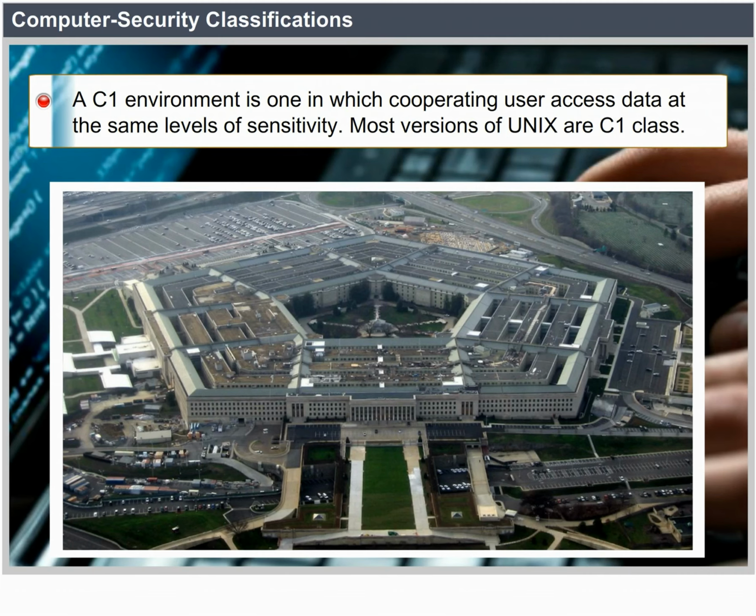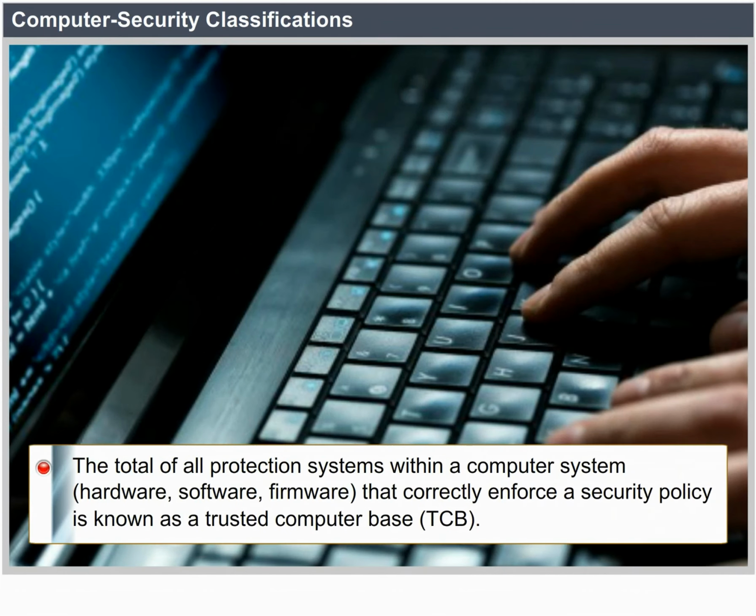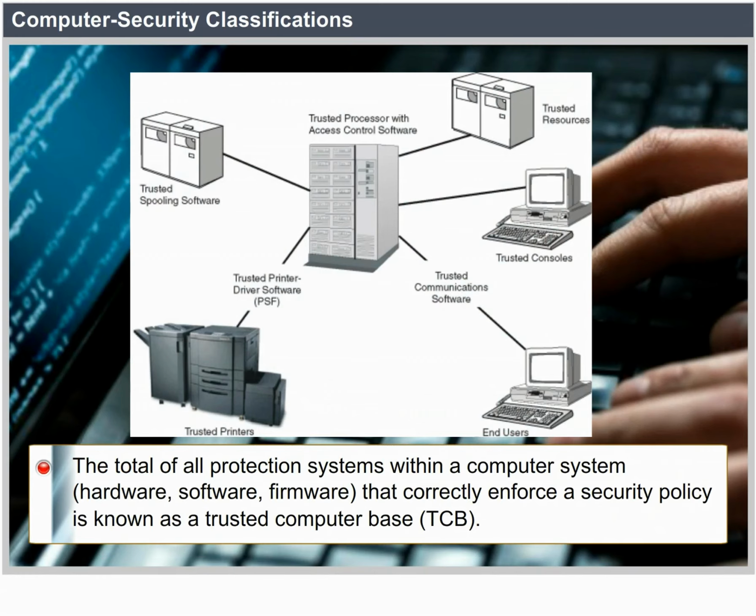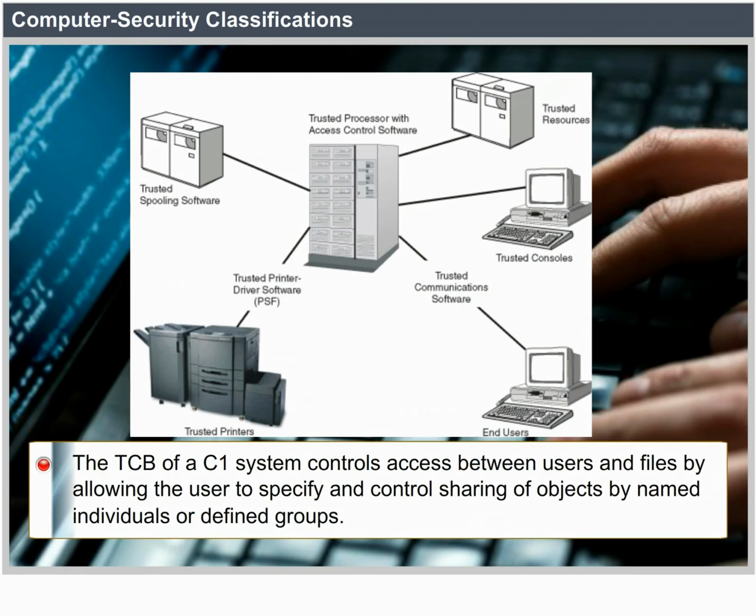The total of all protection systems within a computer system, hardware, software, firmware, that correctly enforce a security policy is known as a Trusted Computer Base, TCB. The TCB of a C1 system controls access between users and files by allowing the user to specify and control sharing of objects by named individuals or defined groups.